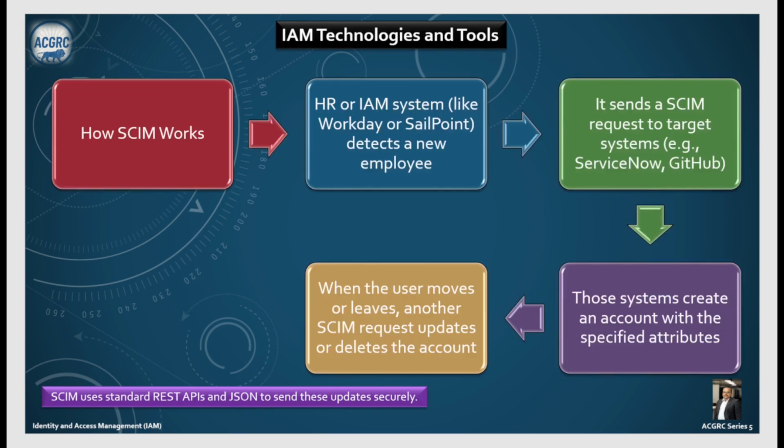How does it work? The HR or IAM system detects a new employee. It sends a SCIM request to target systems, whether it's ServiceNow or GitHub. Those systems create an account with the specific attributes. And when the user moves or leaves, another SCIM request updates or deletes the account. SCIM uses standard REST API and JSON to send these updates securely.